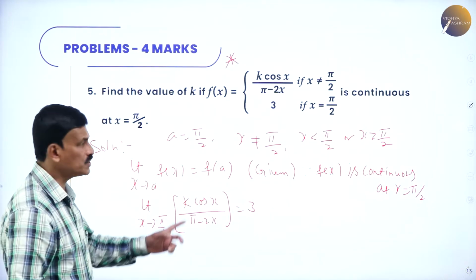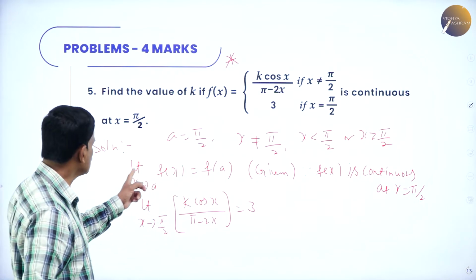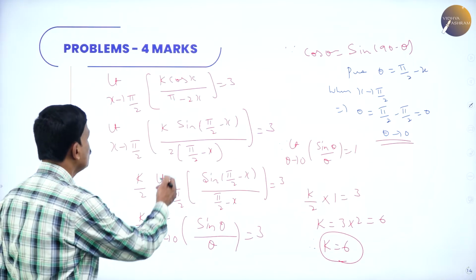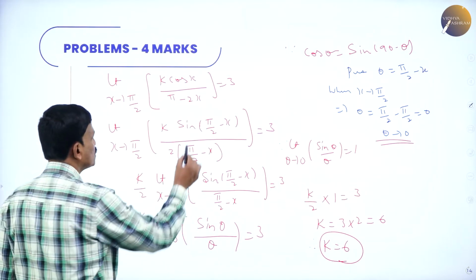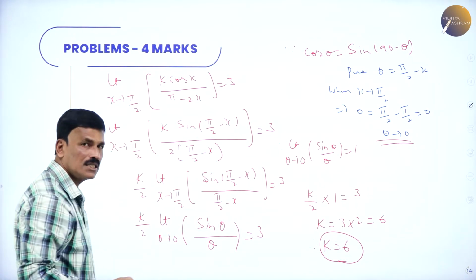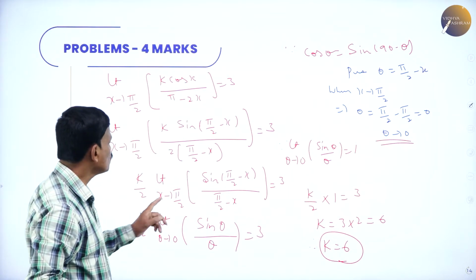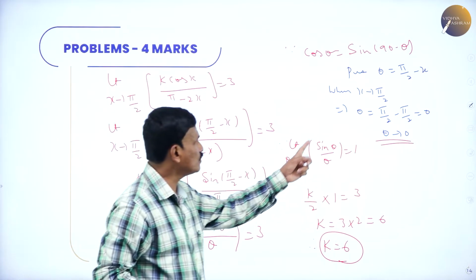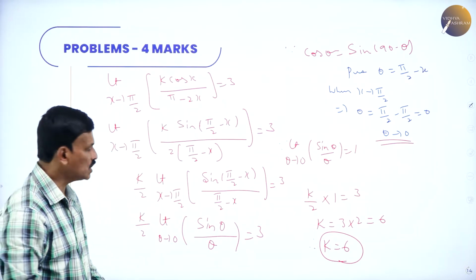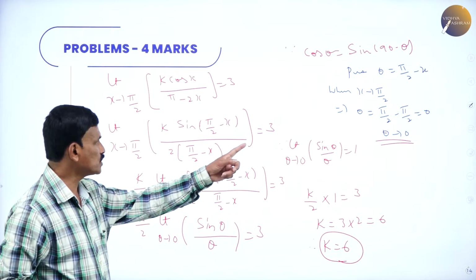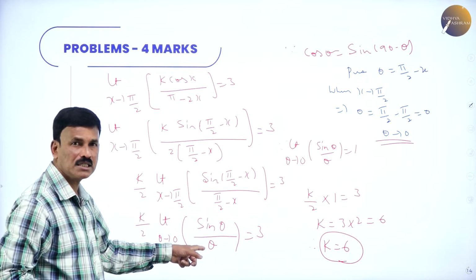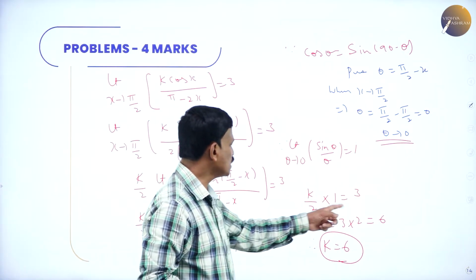Hope you followed. Let me explain once again. Since the left hand limit and right hand limit are equal here, limit x tends to a of f of x is equal to f of a. Limit x tends to pi by 2 of k cos x divided by pi minus 2x is equal to 3. Cos x can be written as sin of 90 minus x, because sin of 90 minus theta is cos theta, and take 2 out, 2 into pi by 2 minus x. If you multiply, you will get the same thing. So this is of the form sin theta by theta, converted by taking the substitution, put theta is equal to pi by 2 minus x. Whenever a substitution is taken, the value of the limit also changes. So k by 2 into x tends to pi by 2 becomes theta tends to 0, sine of pi by 2 minus x is theta, divided by pi by 2 minus x is theta. This is the form sin theta by theta, which is 1. k by 2 into 1 is equal to 3, or k is equal to 3 into 2, which is 6.